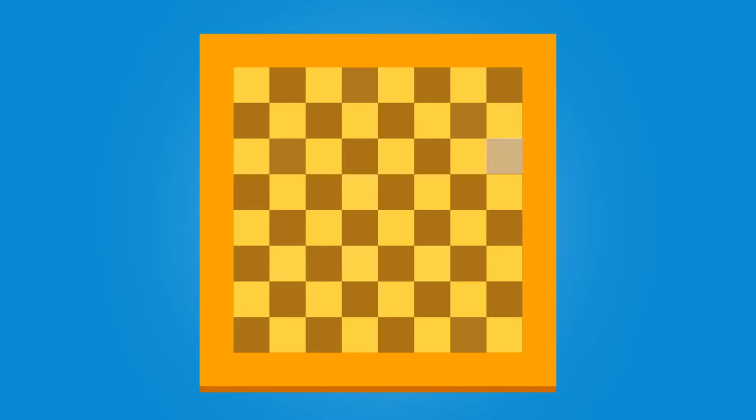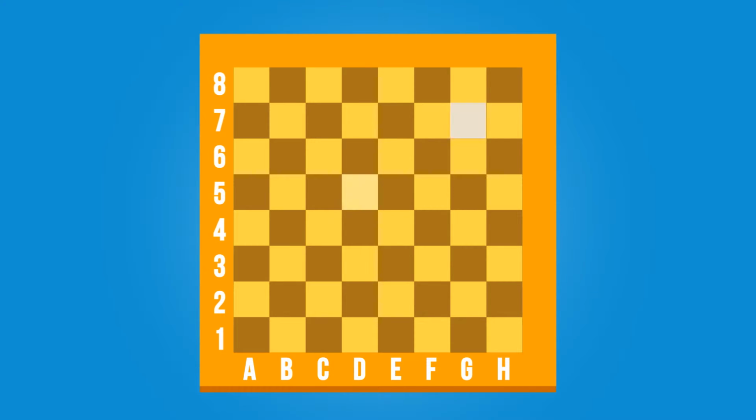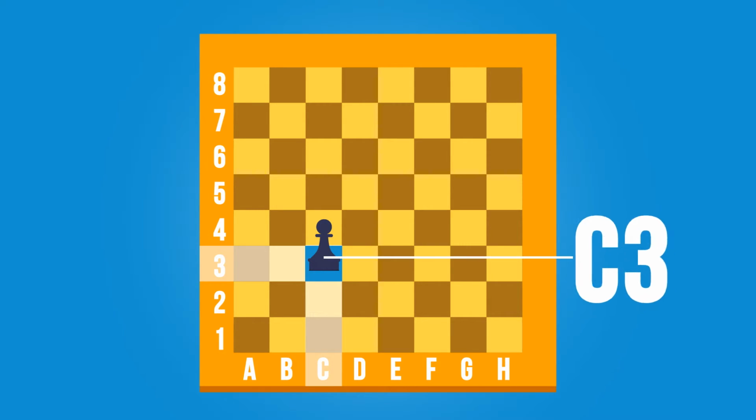To understand this, we must understand coordinates. As you can see, we've placed letters and numbers along the sides of the board, field. These allow us to identify any square on it. For instance, if we are talking about this square over here, we notice first that it is on file C and on rank 3. So we say it is C3.